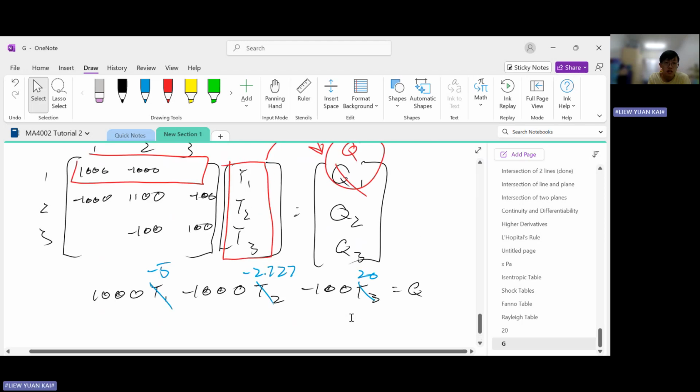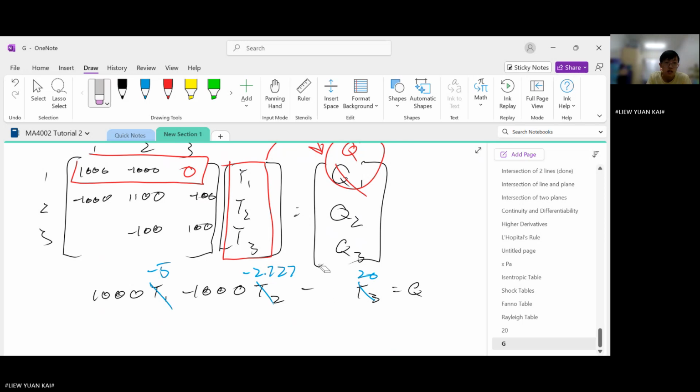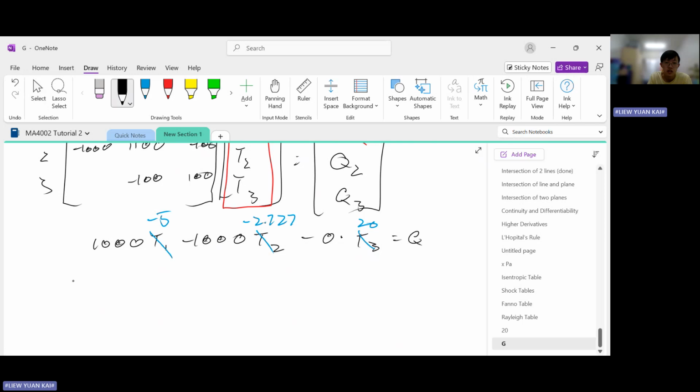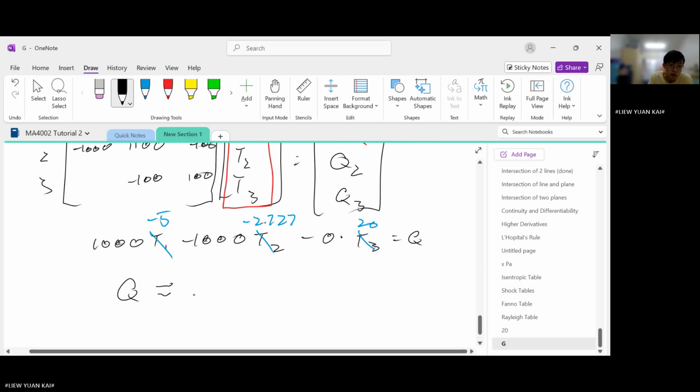Oh wait, this is supposed to be 0, right? Here is actually 0. Sorry. Okay, so if you calculate, Q would be minus 2272.73. Now, why is it minus?